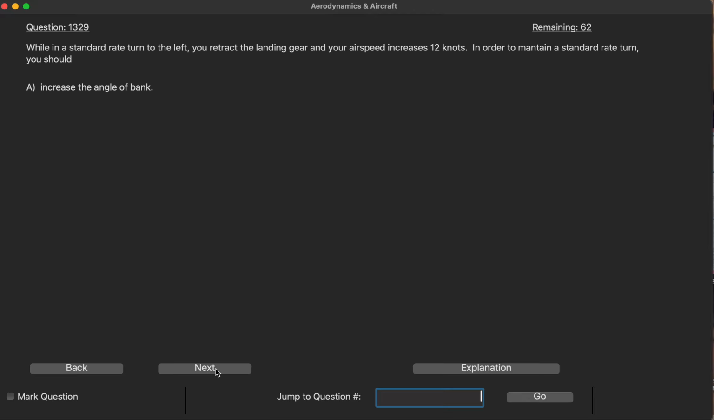Following a standard rate turn to the left, you retract the landing gear and your airspeed increases 12 knots. In order to maintain a standard rate turn, you should increase the angle of bank.